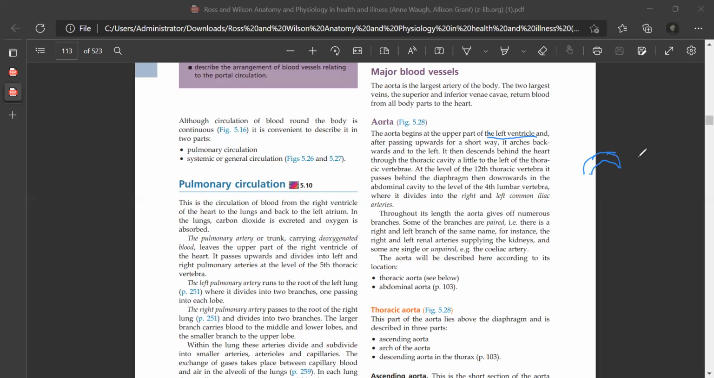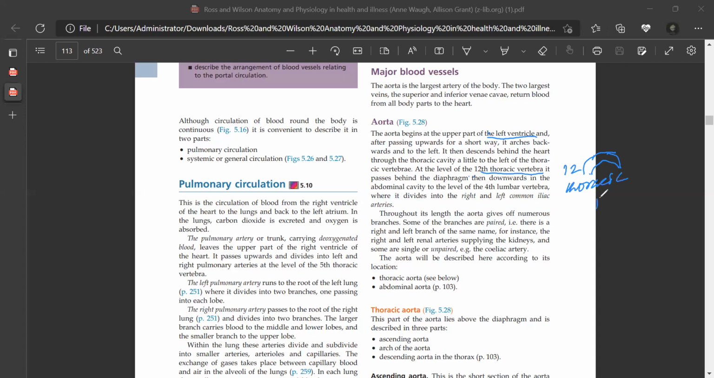It then descends behind the heart through the thoracic cavity to the left of the thoracic vertebrae. I will show you in the coming pictures. At the level of the 12th thoracic vertebra, it passes behind the diaphragm, then downwards in the abdominal cavity to the level of the 4th lumbar vertebra.